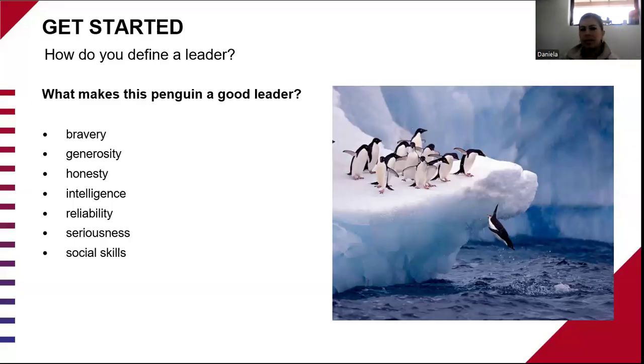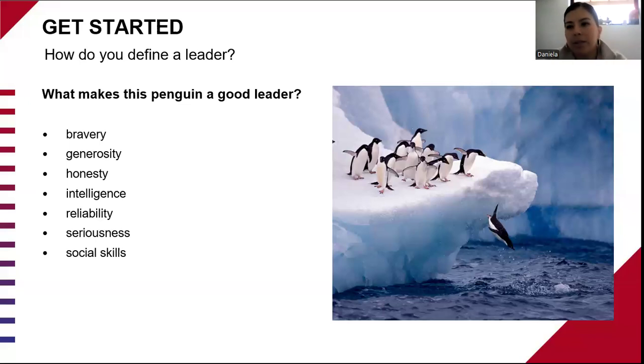Seriousness, I don't think seriousness is necessary because a good leader should be fun. That doesn't mean that he's going to be a clown, but should be fun. And yeah, obviously, a leader should have social skills because if he doesn't have social skills, how is he going to talk or relate with people? That's very, very important. All right. So yeah, for me, those are the qualities a good leader should have.